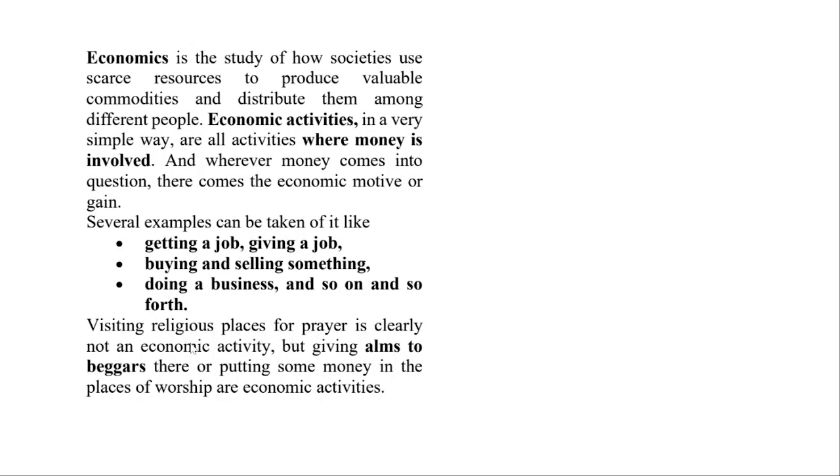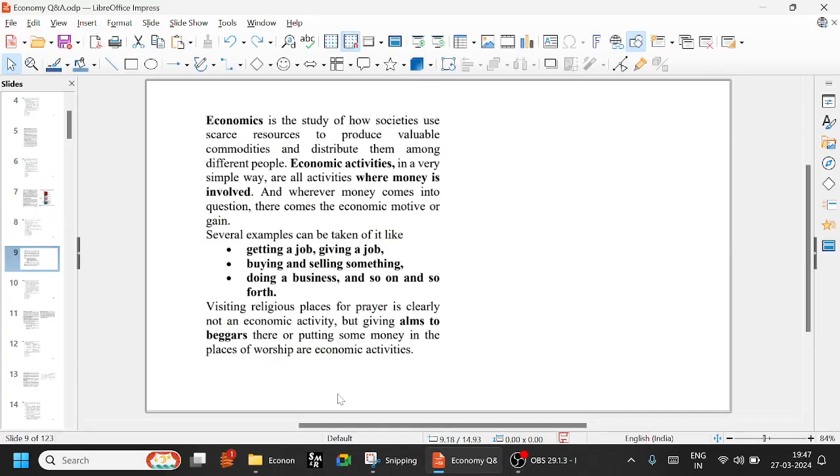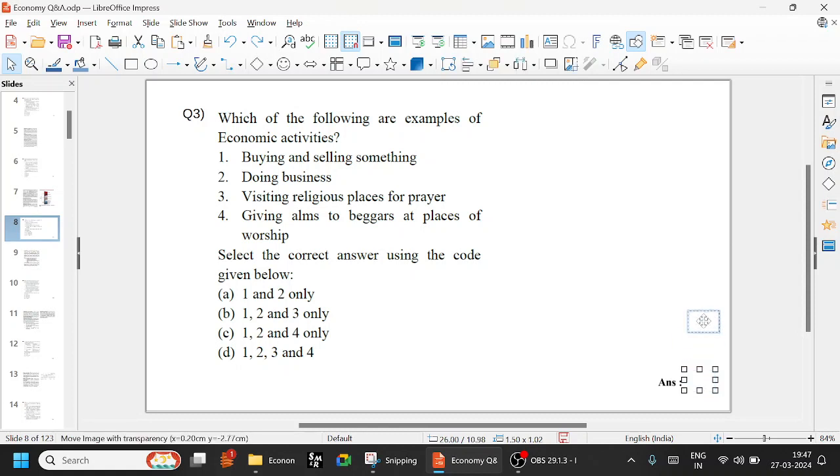Visiting religious places is clearly not an economic activity, of course, because when you put money as a donation, that is a charity, that is different. But giving alms to beggars or putting some money in the places of worship are economic activities. So in this case, 1, 2, and 4 is the answer, C. So 1, 2, and 4. Basically, visiting religious places for prayer is not an economic activity. And also, we have seen that even giving alms to beggars at places of worship is an economic activity.